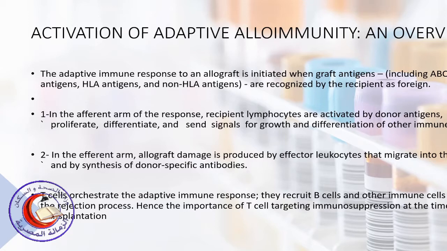In the efferent arm, allograft damage is produced by effector leukocytes that migrate into the graft and by synthesis of donor-specific antibodies. As already mentioned, T cells are of paramount importance. They orchestrate the adaptive immune response. They recruit B cells and other immune cells into the rejection process. Hence, the importance of targeting the T cells by immunosuppressive drugs at the time of transplantation.